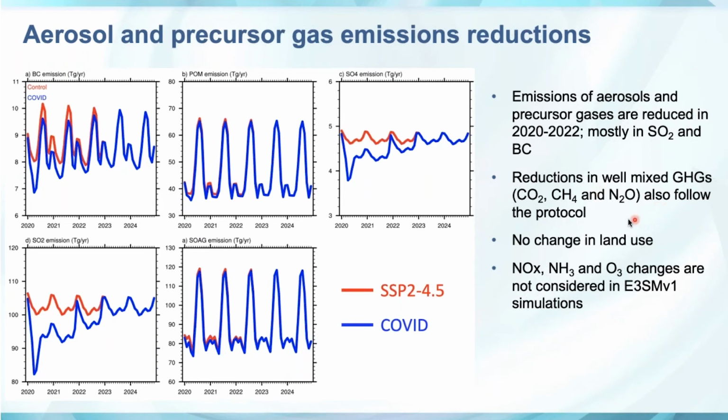For the greenhouse gases in E3SM simulations, we also follow the protocol to reduce the well-mixed greenhouse gases. However, we didn't prescribe any change in land use, and no changes in ozone or NOx and other ammonium. Some other models with chemistry do have those changes as well.